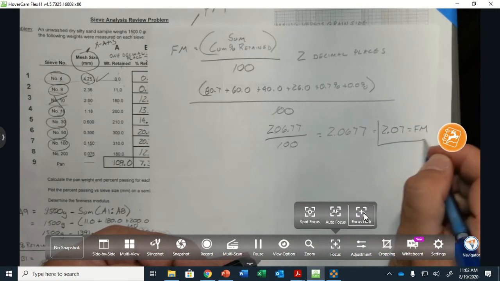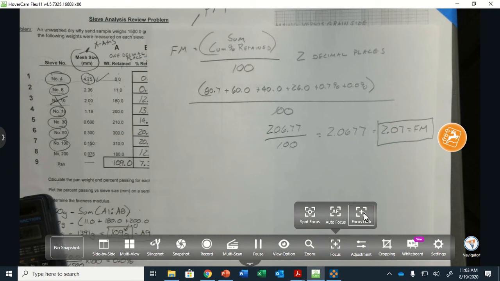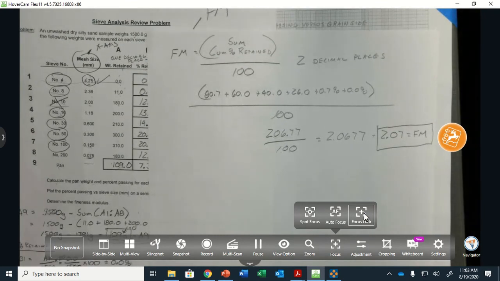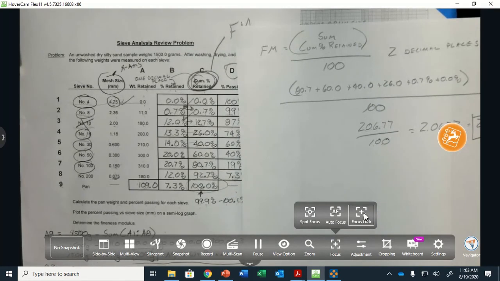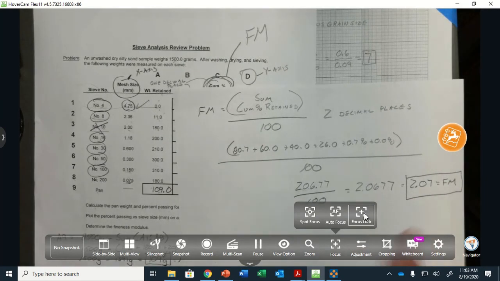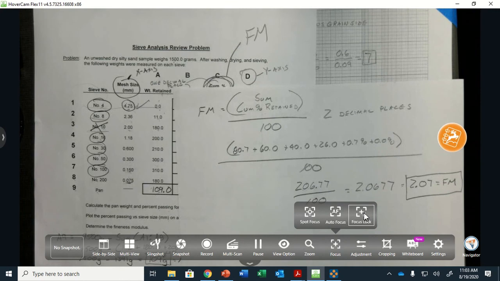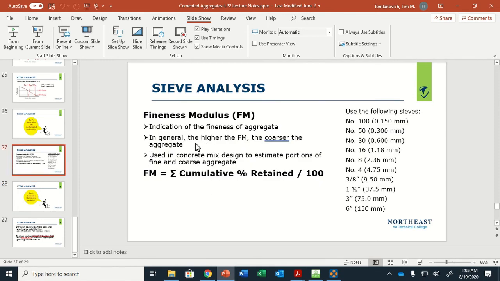So this number is how coarse that is, okay? I didn't do a lot of research on this. I'm just going to be honest with you, I don't quite really understand this number, but it's used in proportioning. I don't know what the ranges of those numbers are, okay? So, again, going back, it's an indication of the fineness.